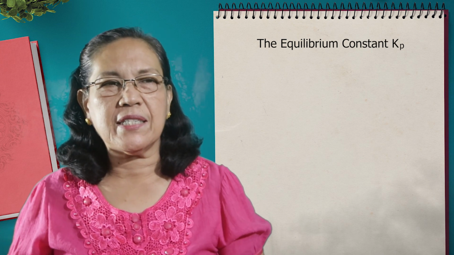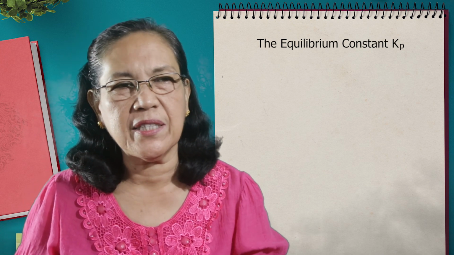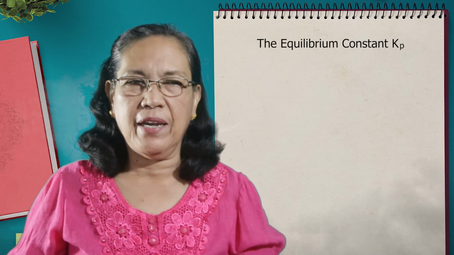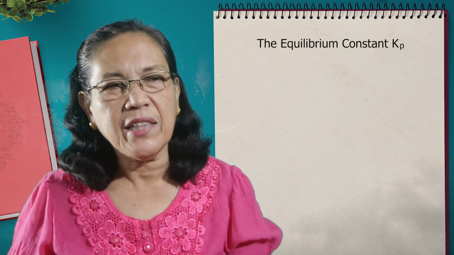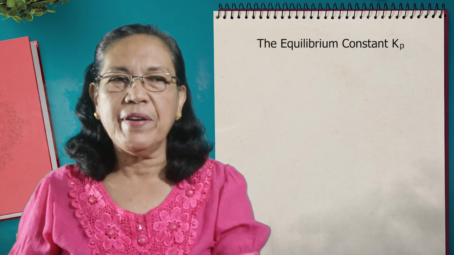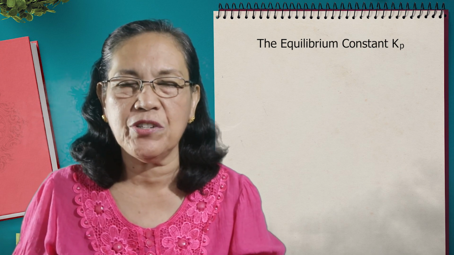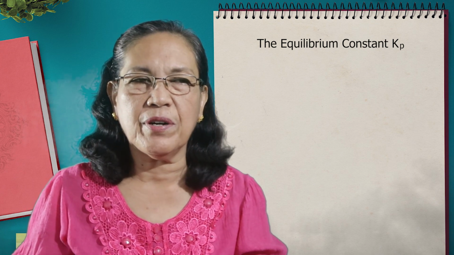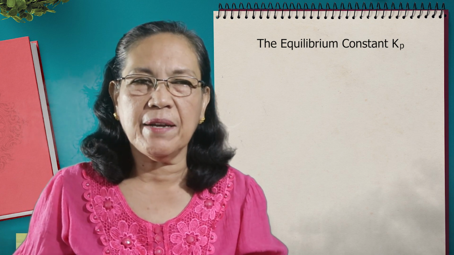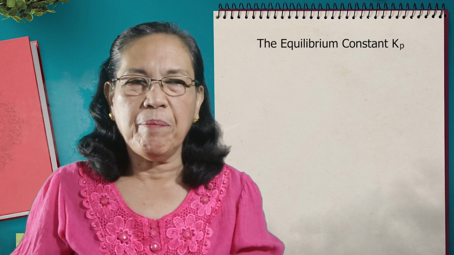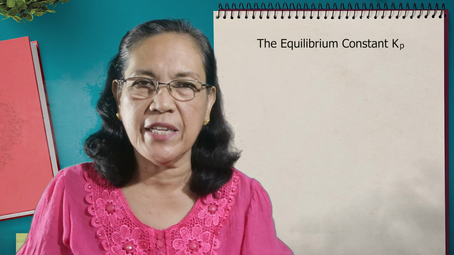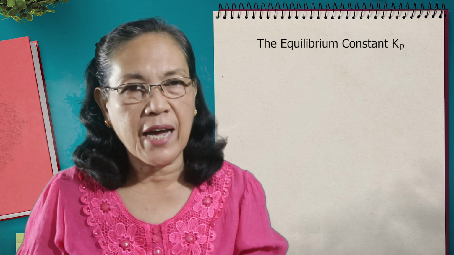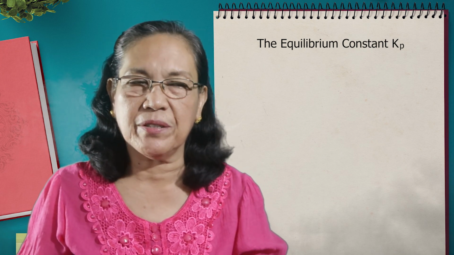Now, since the equilibrium constant is concerned more with the gases or the gaseous part in a chemical reaction, for that reaction of calcium carbonate forming calcium oxide and carbon dioxide, the equilibrium constant is K sub P equal to the partial pressure of the carbon dioxide. Why only carbon dioxide? It is because it's the only gas in the chemical reaction.